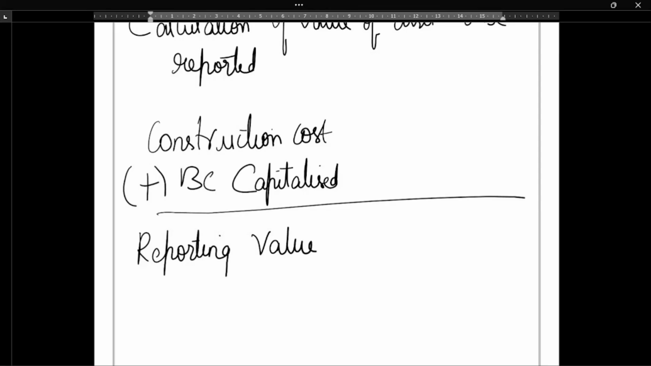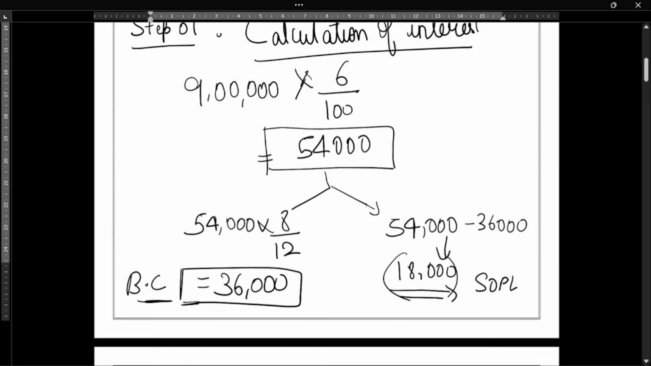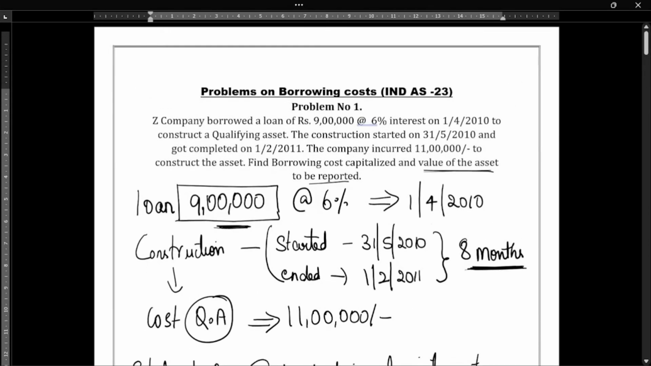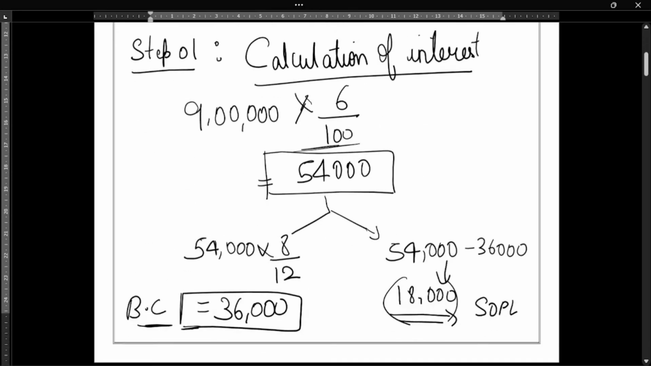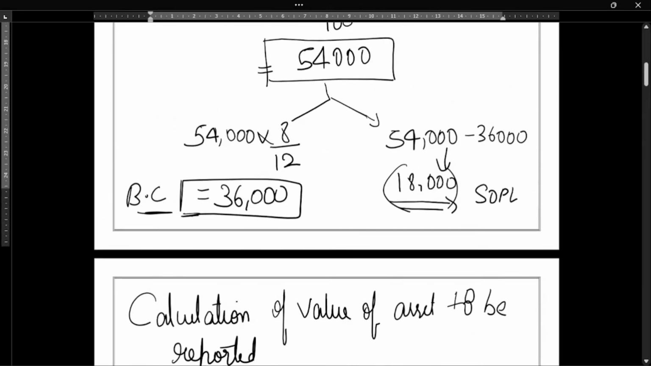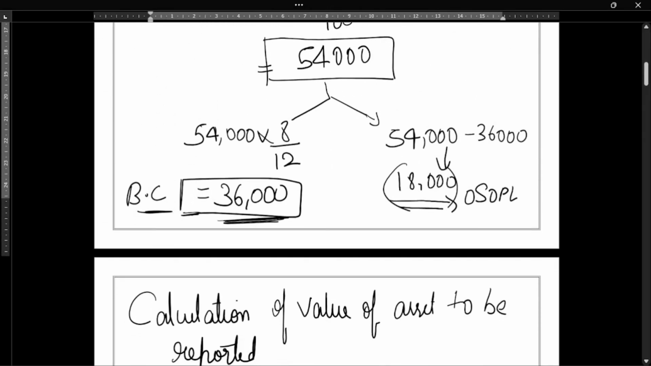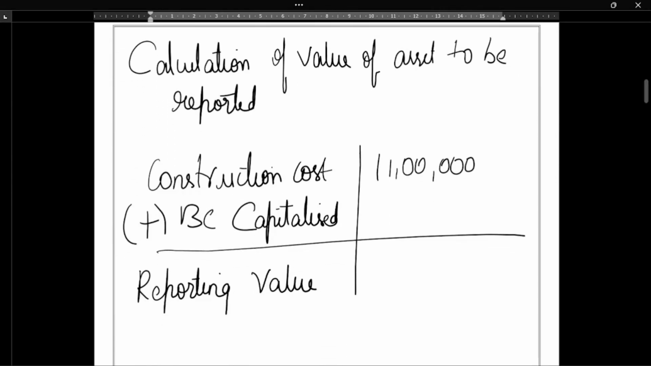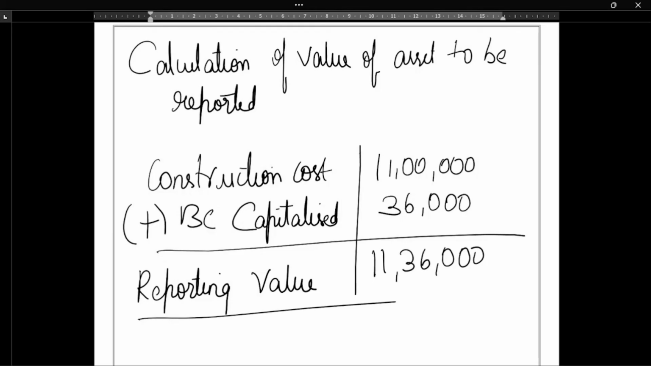So what is the construction cost? Construction cost is 11 lakh rupees. What is the borrowing cost capitalized? It is 36,000. 11 lakh plus 36,000 is 11 lakh 36,000. This is the reporting value of the asset.